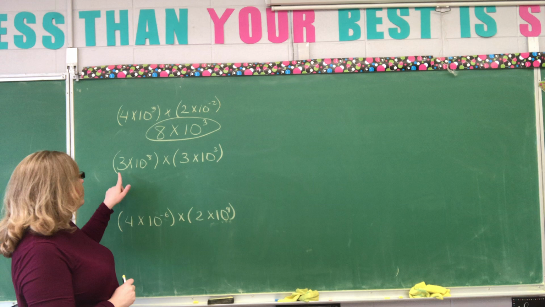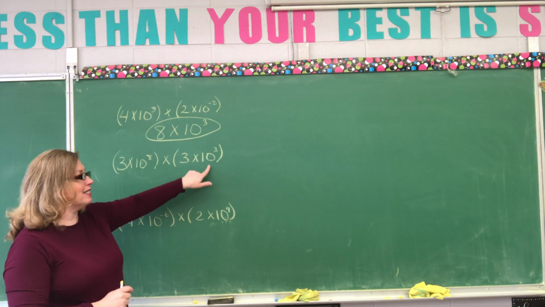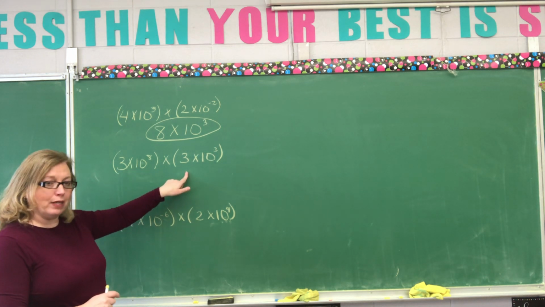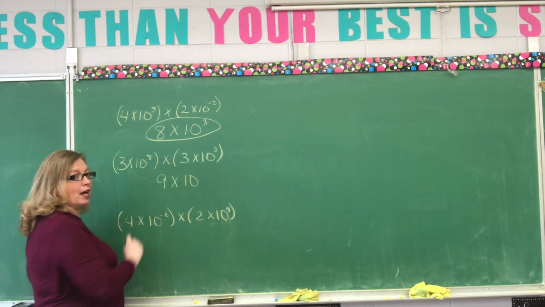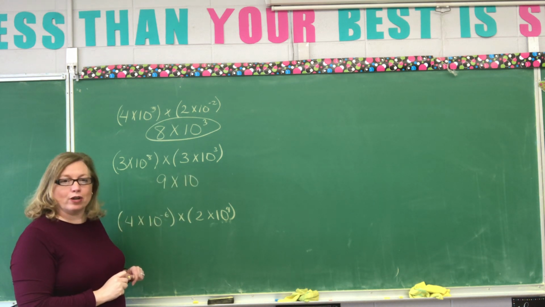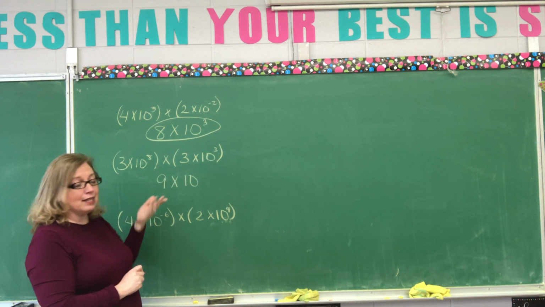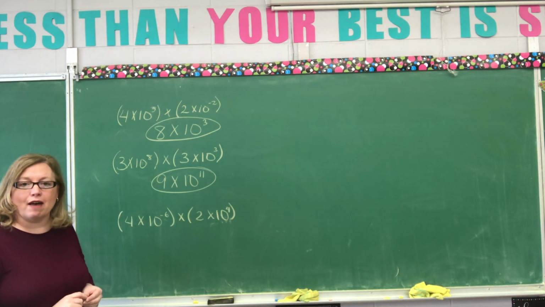Look at the next one. 3 times 10 to the 8th times 3 times 10 to the 3rd. Again, multiply the first two numbers. 3 times 3 is 9. We're going to stay with our times 10. Now add your exponents. 8 plus 3. Since both of them are positive, our answer is 9 times 10 to the 11th power.